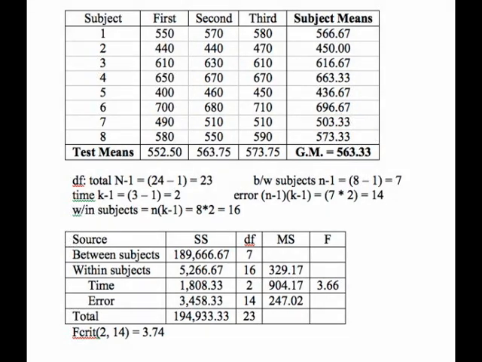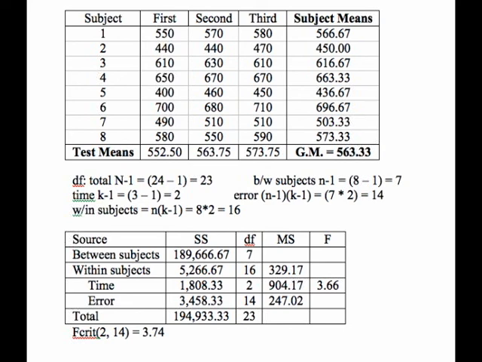Okay, so I have taken all of our scores and put them into an ANOVA summary table. And now we have to calculate our degrees of freedom. For between subjects, it's just small n minus 1, so 8 minus 1 gives us 7. Within subjects, it's n times k minus 1, so 8 times 2 is 16.